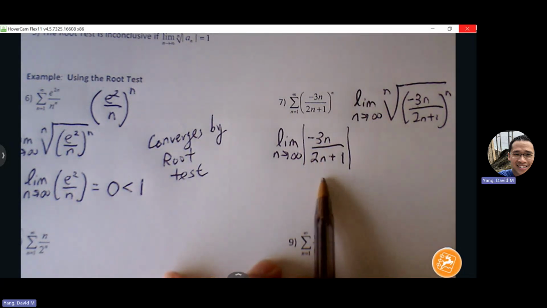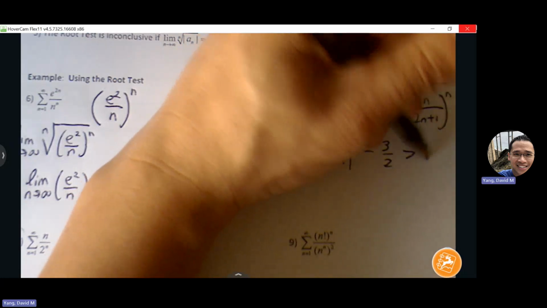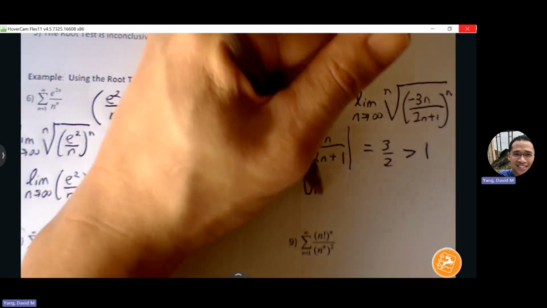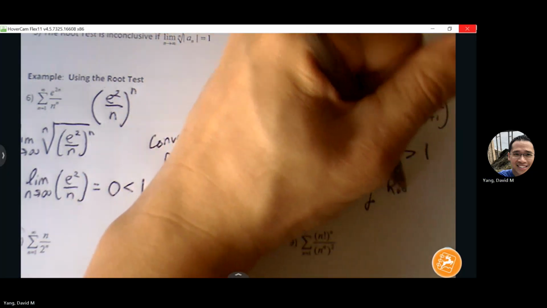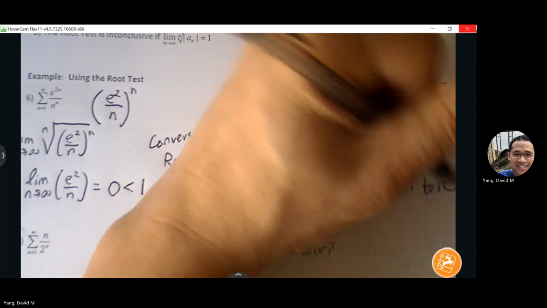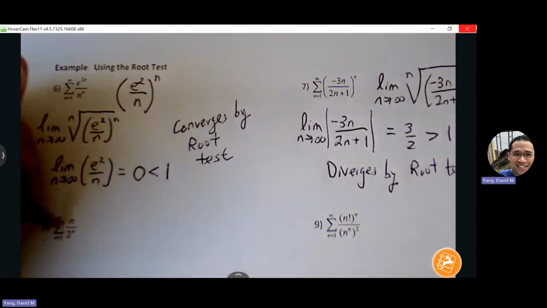And you always want to take the absolute value so that we can really compare with 1. So what is this equal to? 0. 0 over 2. And 3 over 2 is greater than 1, so therefore diverges. Okay, let's skip number 8.